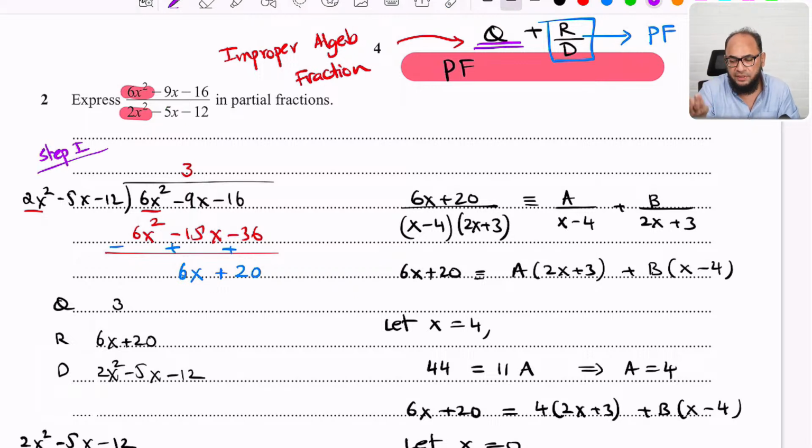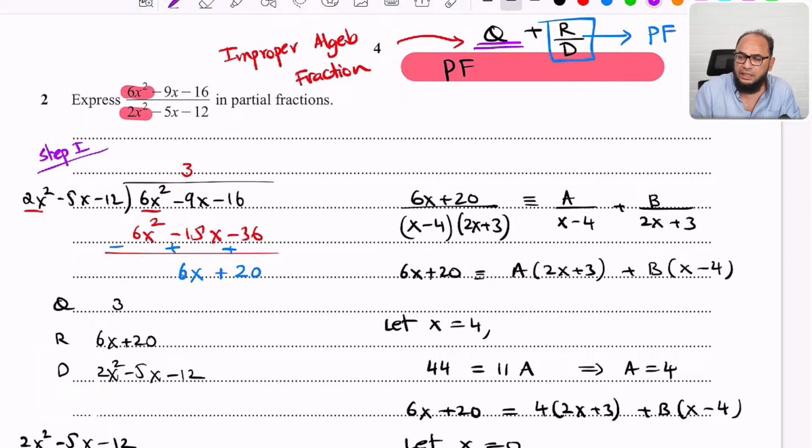Some people prefer to do it using an identity. I prefer long division because long division will make sure that your polynomial division, the long division, the algebraic division gets enhanced every time, because polynomials again is a separate part of it. And you should get this thing over here.